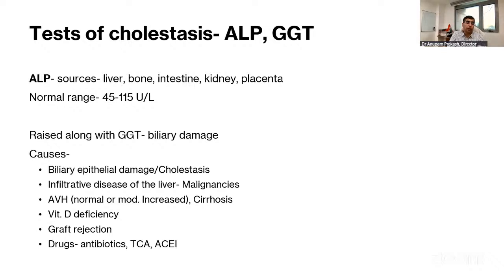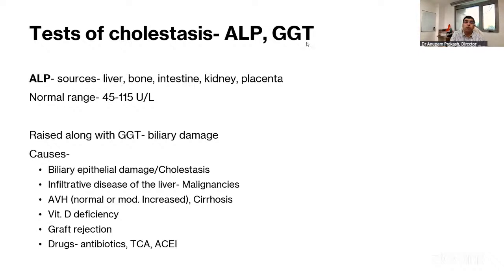We know much about SGOT, SGPT, and bilirubin, and once they are in medicine, we try to think less of ALP and GGT. But it is important that we deal with ALP also, which is very important because it is not only liver but other diseases also. So the sources of alkaline phosphatase are liver, bone, intestine, kidney, and placenta.